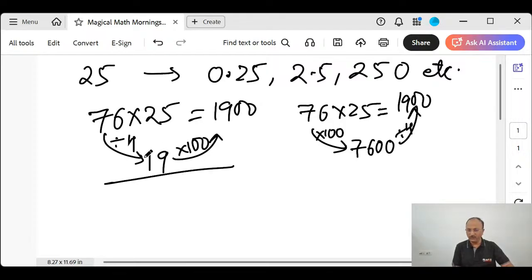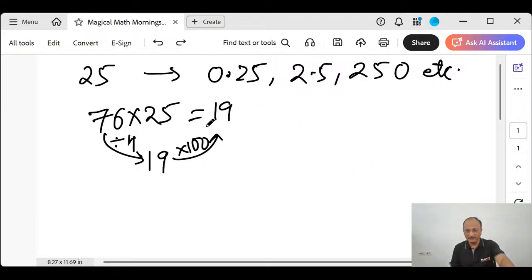In some cases, it is easier to follow this method. First you divide by 4 and then multiply by 100. In some cases, this will become easy. Especially when there are decimal numbers, it is very easy to multiply by 100 first and then divide by 4. Or else, it is easier to divide by 4 and then multiply by 100. Okay, let's take one or two examples.